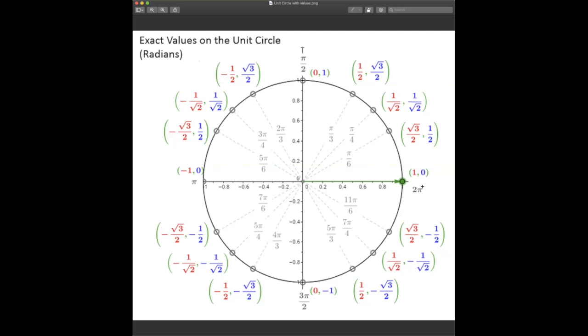We cannot use the method we were using yesterday to find sine or cosine or tangent of any of those angles. We are forced to use the unit circle if we want to find, say, tangent of pi or cosine of 3 pi over 2. So that's what we're going to do right now.